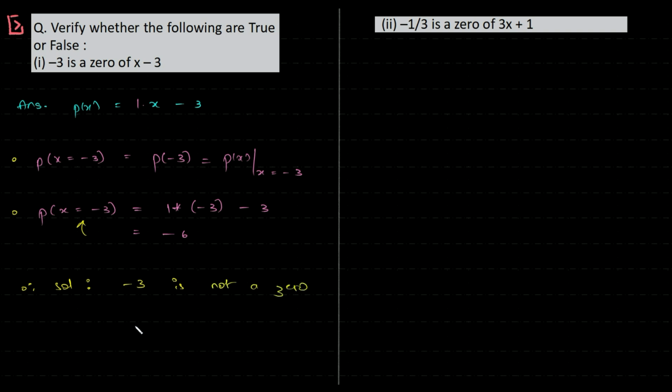Okay. So whenever you get any expression and any particular value, if they're asking you to check, substitute that. If the output is not 0 on simplifying it, then the given input is not a 0 of the polynomial. As simple as that. So let's look at this graphically also.